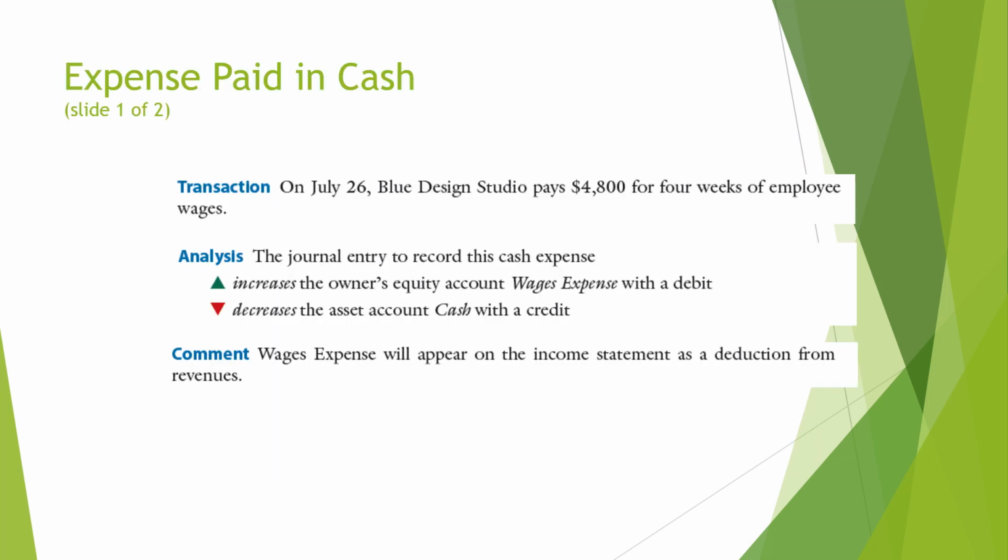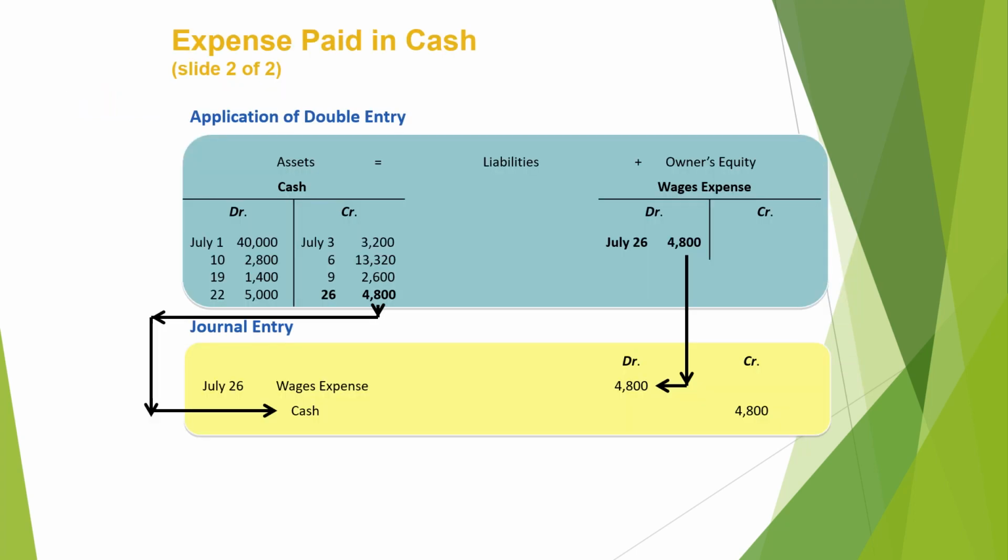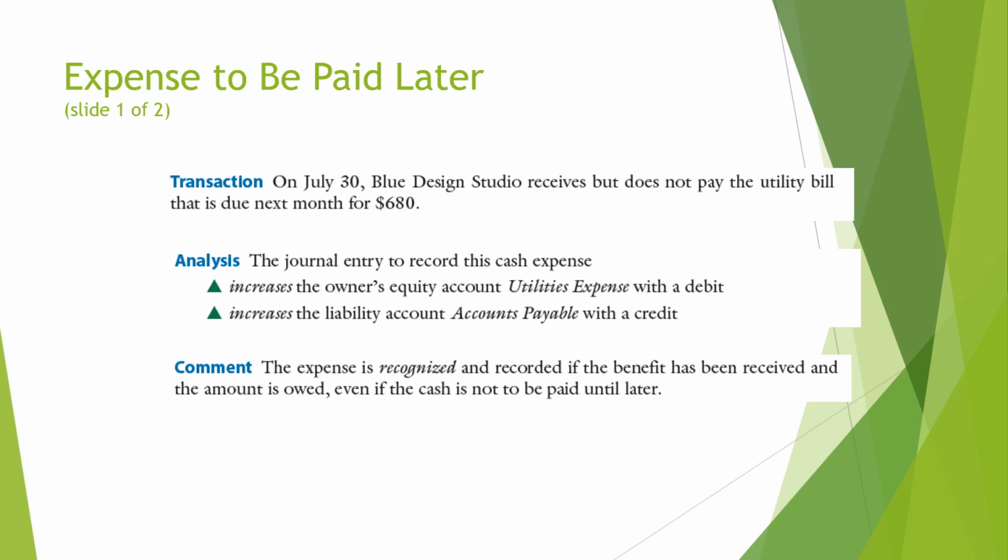On July 26th, Blue Design Studio pays $4,800 for 4 weeks of employee wages. So in this case, we've got wage expense because our employees have worked and we are paying them. And we've got cash because we're paying them. So let's look and see how to do this. Wage expense is a part of equity, and so that's to the right of the equal sign. But remember, expenses have an inverse relationship to equity. So instead of going up with a credit, they go up with a debit. So wage expense will go up with a debit, and you already know cash is going to go down with a credit.